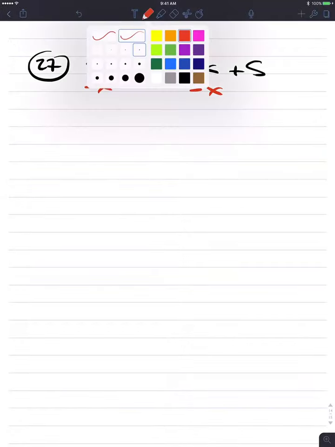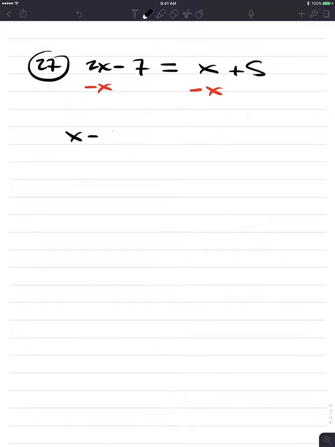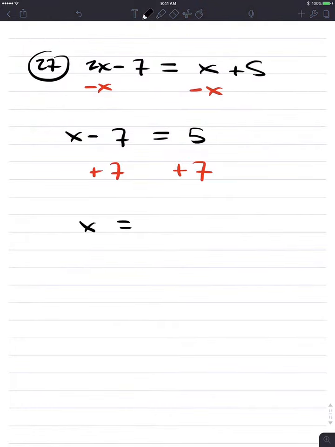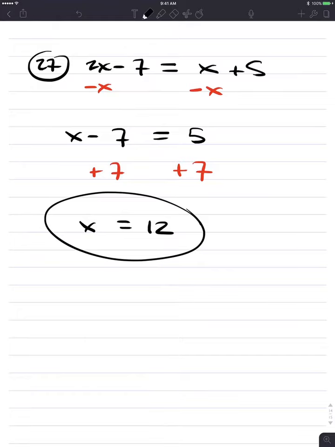Number 27: we have 2x minus 7 is x plus 5. We have x's on opposite sides again, so we need them on the same side. We're going to subtract x from both sides. We get x minus 7 is 5. I'm going to add 7 to both sides, undoing our subtraction of 7. I now get x equals 12.